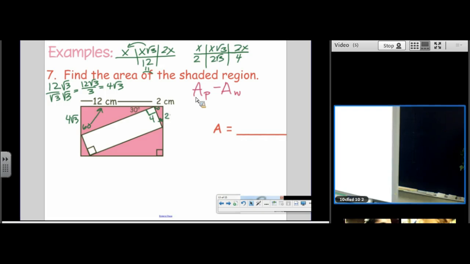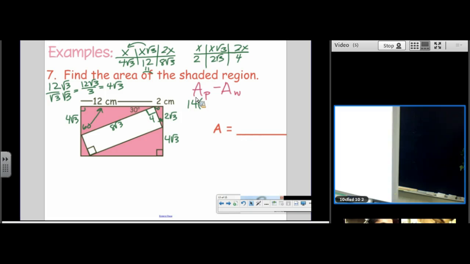And across from 90 on this one, I didn't finish this out. This is 4 root 3, so we double it, and we get 8 root 3. So this is 8 root 3. So now let's find the area of the pink rectangle. Let's see, the length is 12 plus 2. The length is 14, and the width is 6 root 3, because it's 4 root 3 plus 2 root 3.